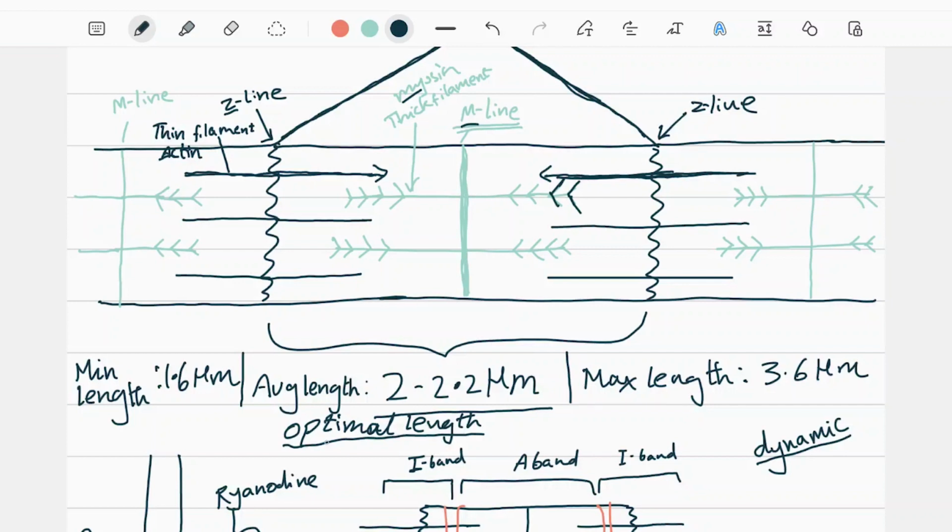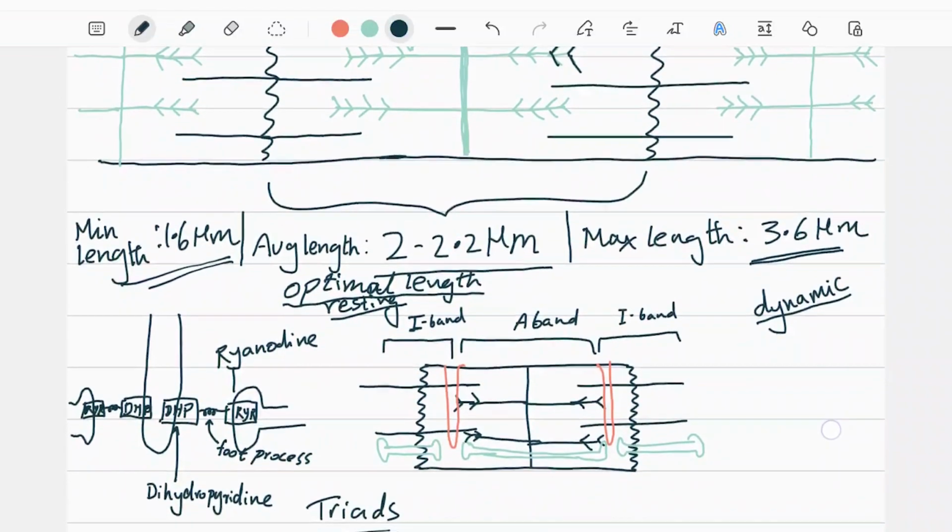So the optimal length usually corresponds with the resting length of the muscle. This resting length is when you assume the resting position for a joint and you relax the muscle. Usually that corresponds with the optimal length for most muscles, not all of them. And that is where your sarcomeres are at around 2 to 2.2 microns, and they generate the most force for contraction. Your minimum length of a sarcomere is around 1.6 microns, and the maximum length you can stretch a muscle to is 3.6 microns, and beyond that you can actually snap the muscle, so you don't want that to happen.